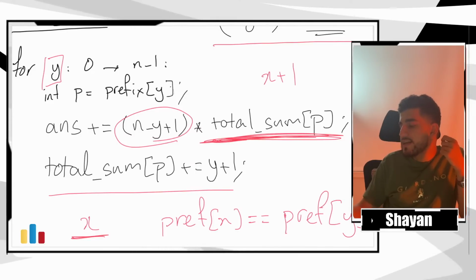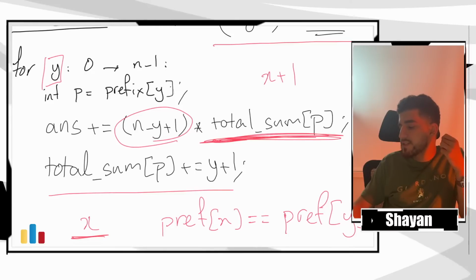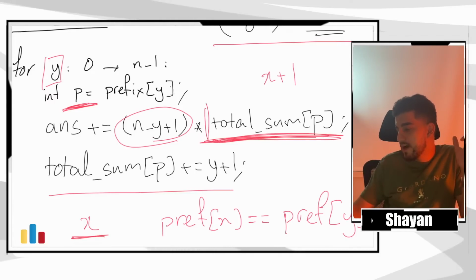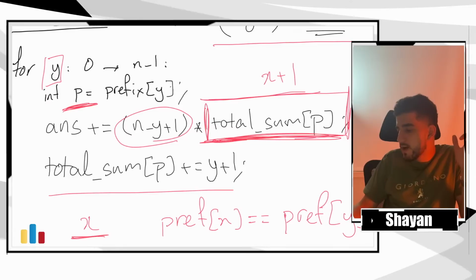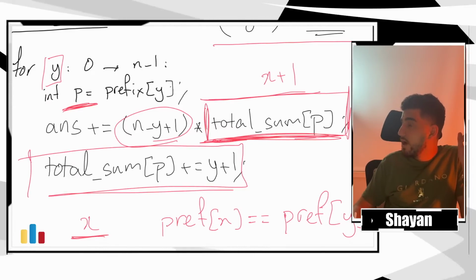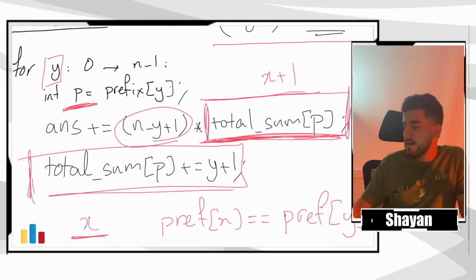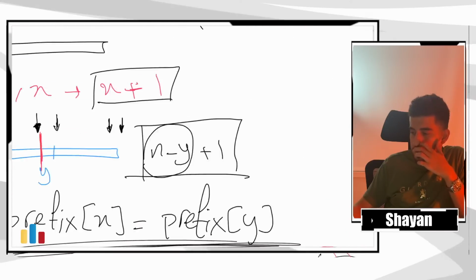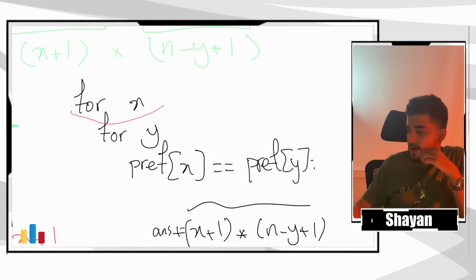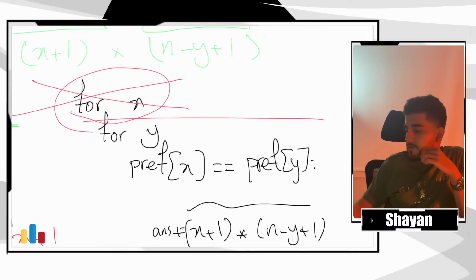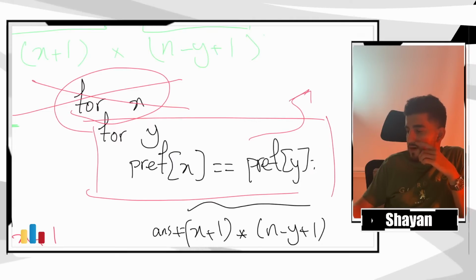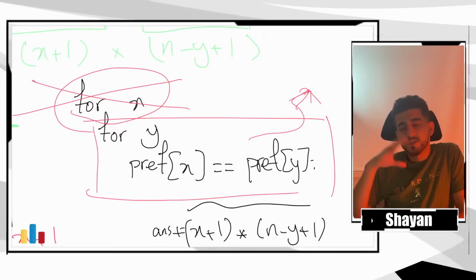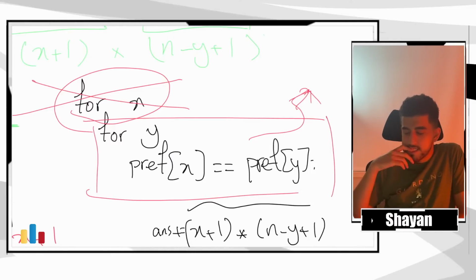So I should search among those whose value of prefix is equal to p. For all of them that have a prefix sum equal to p, I have calculated the indices plus 1. I have summed up their indices plus 1, and all I can say is just multiply that value by n minus y plus 1. Because in this solution, I had another for loop on x. I'm saying, okay, let's remove it. When you have a for loop on y, let's just focus on all the things before y that have the same prefix sum, and multiply those sums by this value. And this way you can get the final answer.